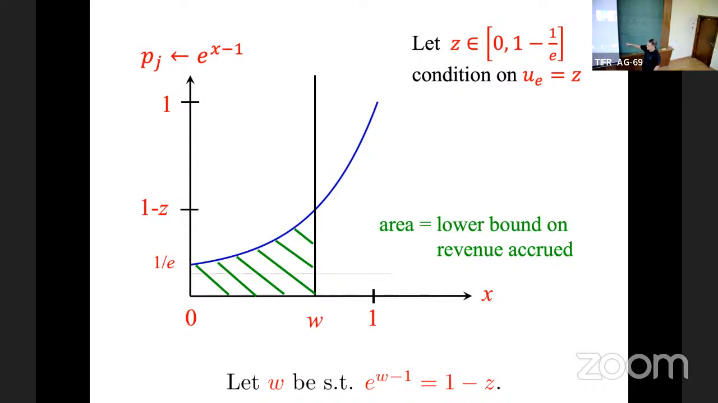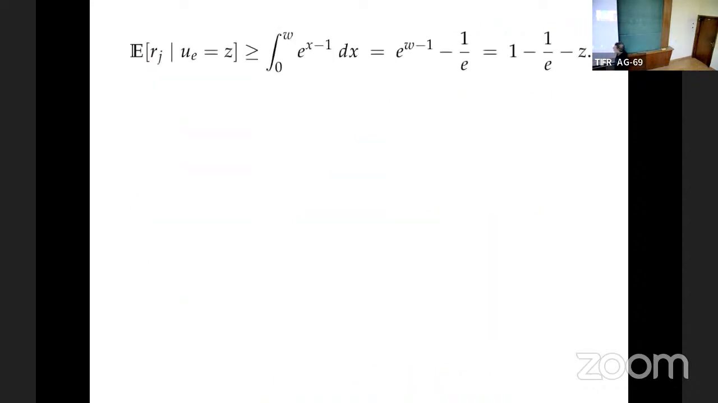We just want to compute this integral of e to the x minus 1 for x going from 0 to W, and see what it looks like, because that's the conditional expectation of revenue given that UE equals Z. And there it is. The conditional expectation of revenue given that UE equals Z is at least that integral of e to the x minus 1, where x goes from 0 to W, and simple high school math will show you that it's 1 minus 1 over e minus Z.